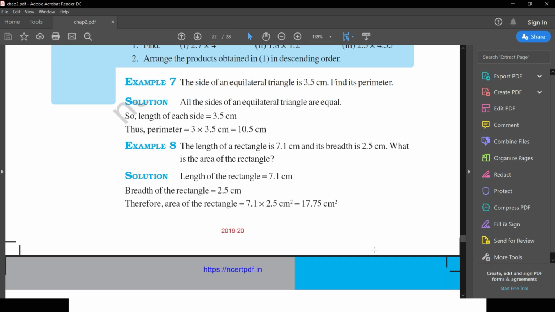Next question: the length of a rectangle is 7.1 centimeter and its breadth is 2.5 centimeter. What is the area of the rectangle? Length of the rectangle is 7.1 centimeter while breadth is 2.5 centimeter. Therefore, the area of the rectangle will be length into breadth, equal to 7.1 into 2.5 centimeter square, and the final result will be 17.75 centimeter square.